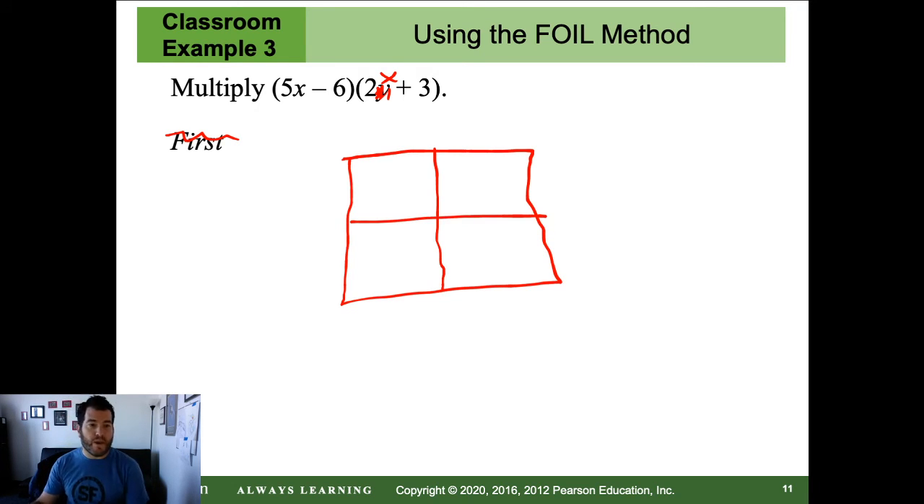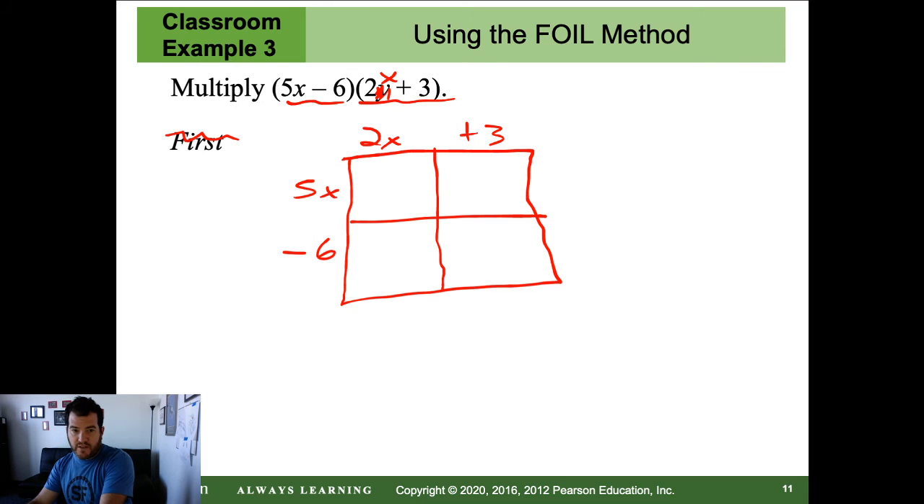So you set up a little window, okay? On the left side, I'm going to put a 5x and a minus 6. On the top, I'm going to put a 2x and a plus 3. Okay? So this is where it gets a little bit confusing. In order to fill in your boxes, you're going to multiply.